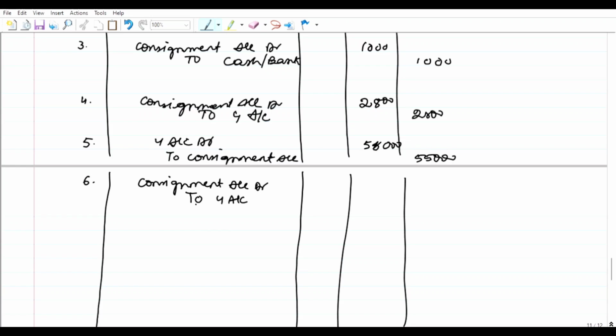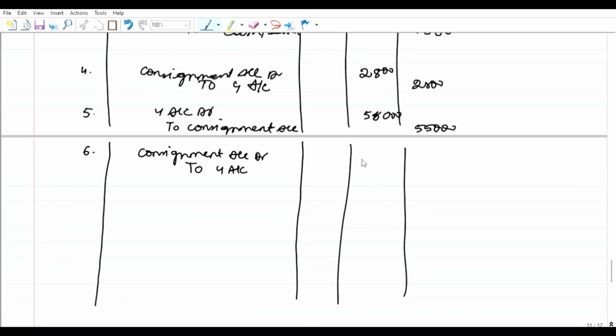But in the books of the consignee, we have to make the consignor a debtor, and commission is an income, so we have to credit it. So consignment account to consignee account, which we have calculated as 5,500, which is 10% of the sales, 55,000.